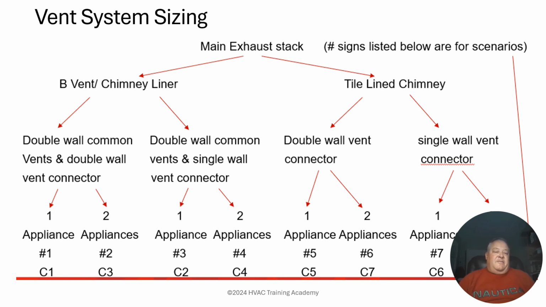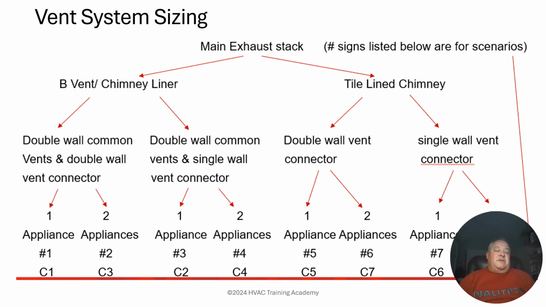So you can see down there, if you follow the flow chart, for instance, if you've got your main exhaust stack as a B vent or chimney liner, my next piece that I see over on the left is double wall common vent, double wall vent connectors. Now, do you have one appliance connected to this vent system or two? Two or more, basically, is what it should say. So you can see there what table you're going to use, because right down at the bottom, I've got C1, C2, C3, C4, C5, C7, C6, and C8. And again, they don't follow an exact order.